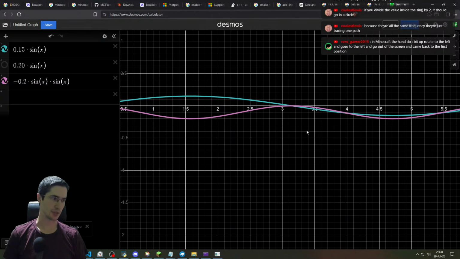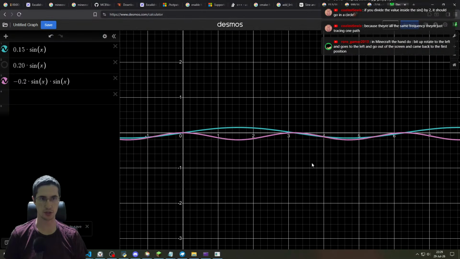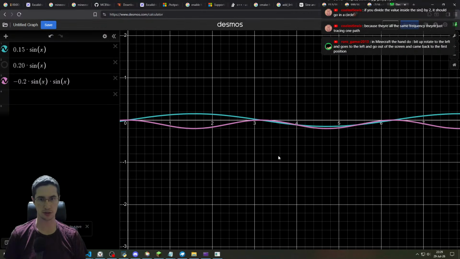Yeah, it's just the alignment, chat. If you divide the value inside by 2, it should go in a circle. Because they're all the same frequency, they're just tracing one path. Why would I need to divide by 2? In Minecraft, the hand, rotate to the... No, we're not doing rotations right now. We're just doing the positioning, chat.